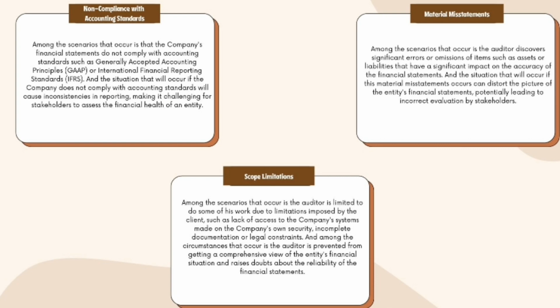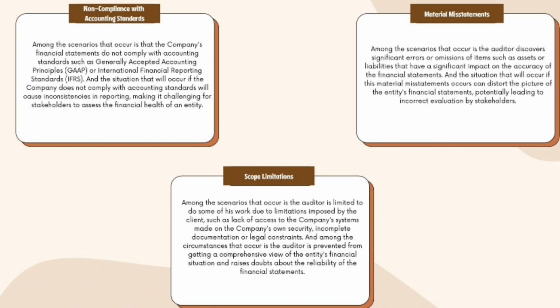First is non-compliance with accounting standards. Among the scenarios that occur is that the company's financial statements do not comply with accounting standards such as Generally Accepted Accounting Principles (GAAP) or International Financial Reporting Standards (IFRS). The situation that will occur if the company does not comply with accounting standards will cause inconsistency in reporting, making it challenging for stakeholders to assess the financial health of an entity.